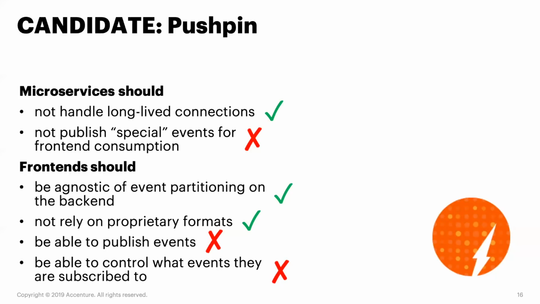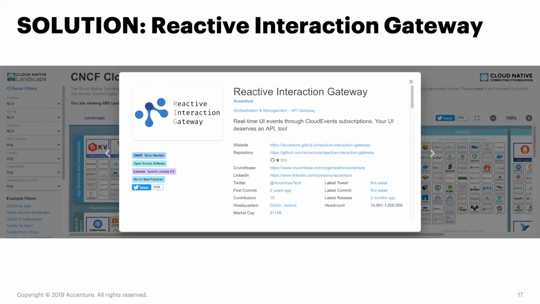Although both solutions looked promising at first, we felt that there must be a better way to do this. So we set out to create a new open source project called the Reactive Interaction Gateway. After working on it internally for a year, we've released it on the Apache 2.0 license on GitHub 2 years ago. Since then, we have used it successfully in client projects and are happy with the results so far. It is currently a CNCF landscape project.